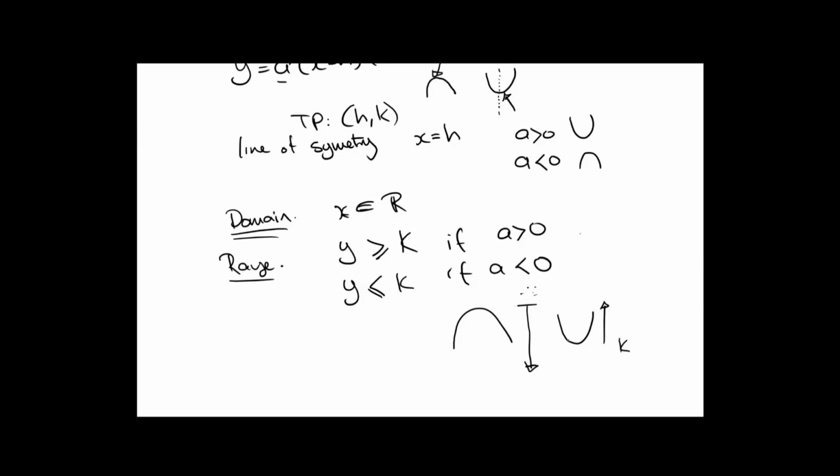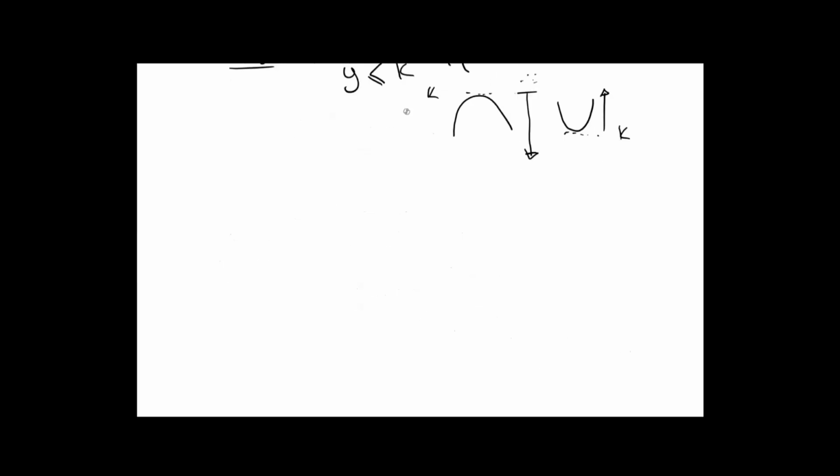So this is k there, and this is k here. Okay, let's do some examples. How could we work out the equation of a parabola if we are just shown it? There are two scenarios where we can do that. Either we need 3 points, or we need the turning point and one other point.